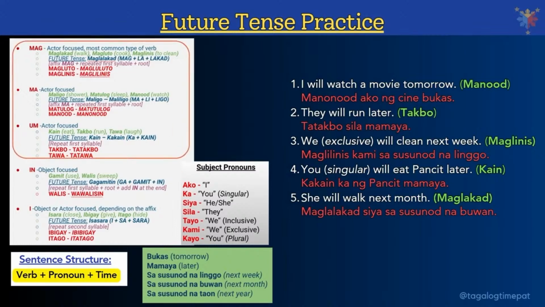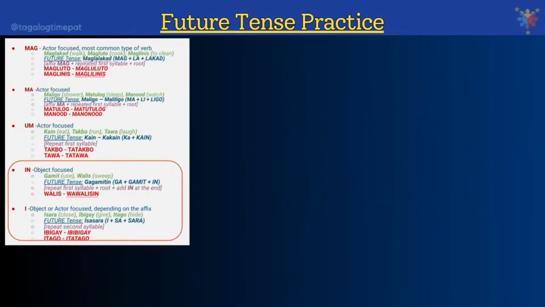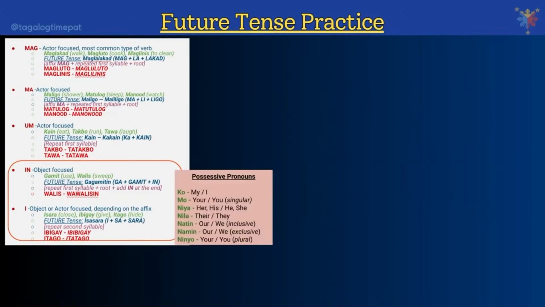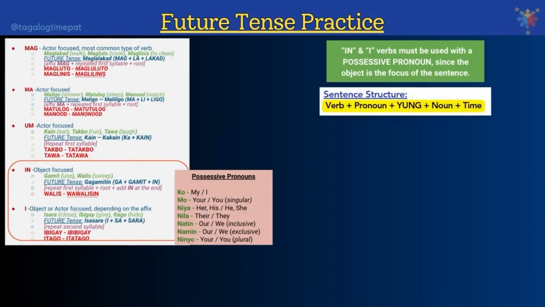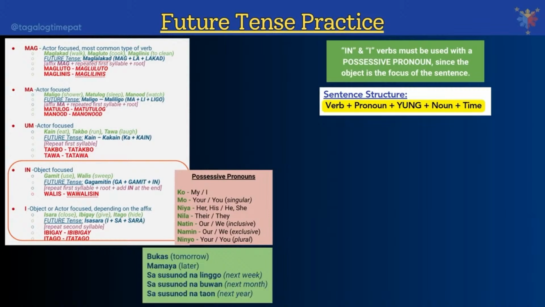Again, these examples focus on the mag, ma, and um verbs. Since they are actor-focused, we can use subject pronouns. But if we want to use in or e verbs, we actually have to use possessive pronouns. Remember, when we are using object-focused verbs, we have to use a possessive pronoun because it's almost like the person is in possession of that object. And the sentence structure is verb plus pronoun plus the word yung, which means the. Then it's the noun, then it's time. And again, the box in green has the vocabulary terms to indicate future tense.